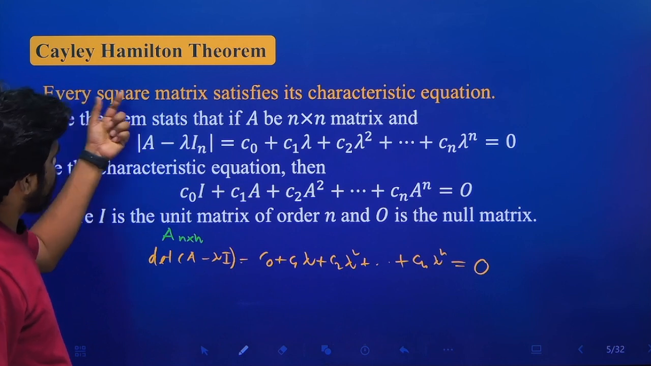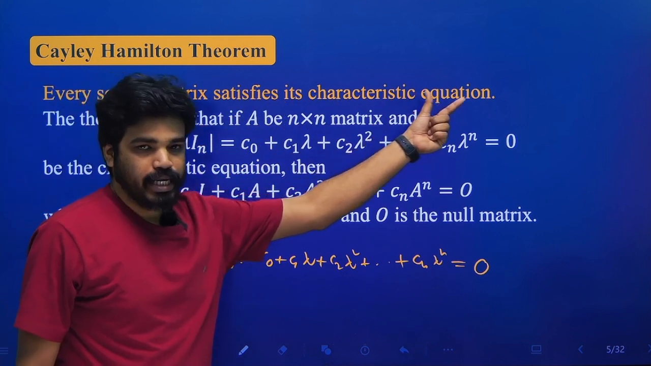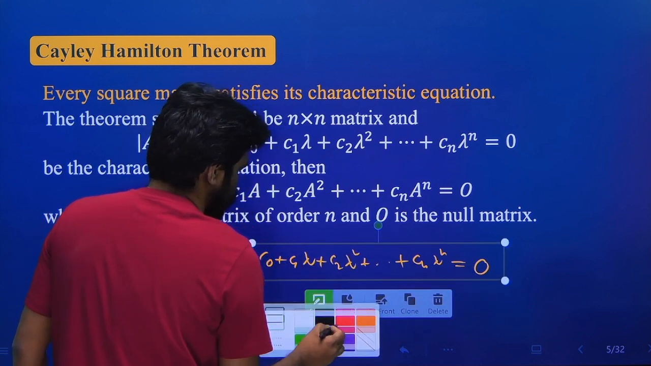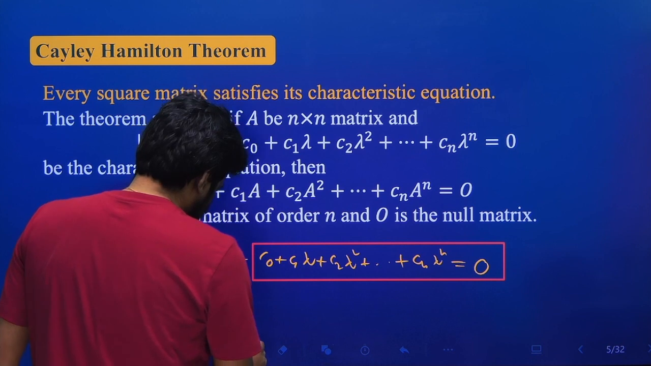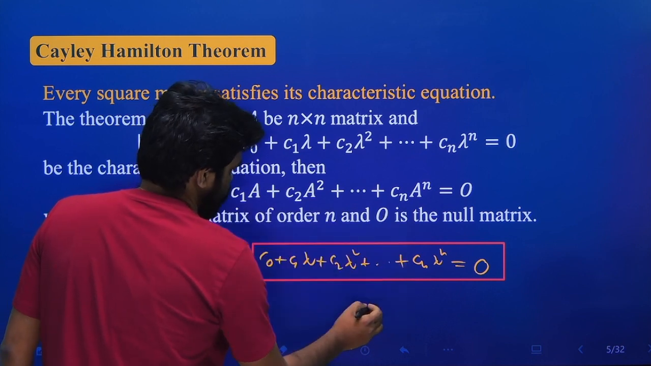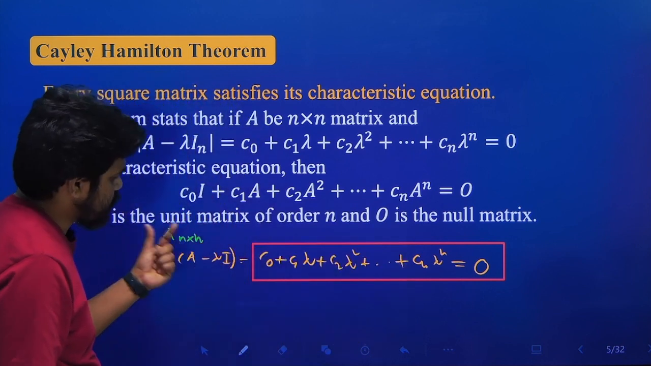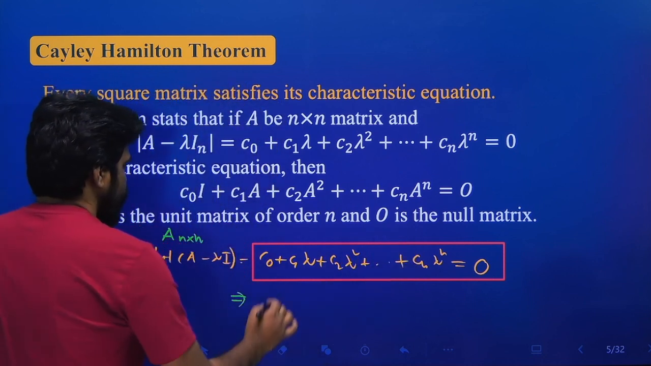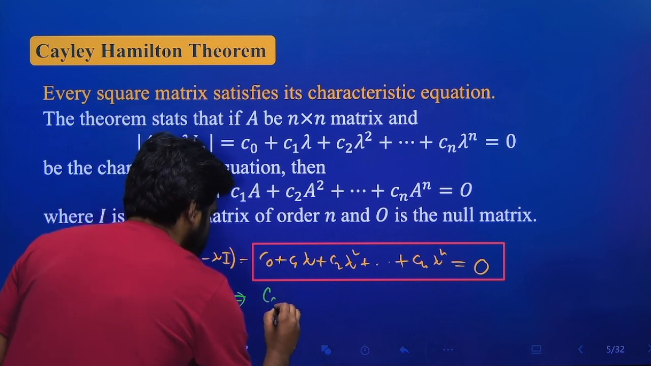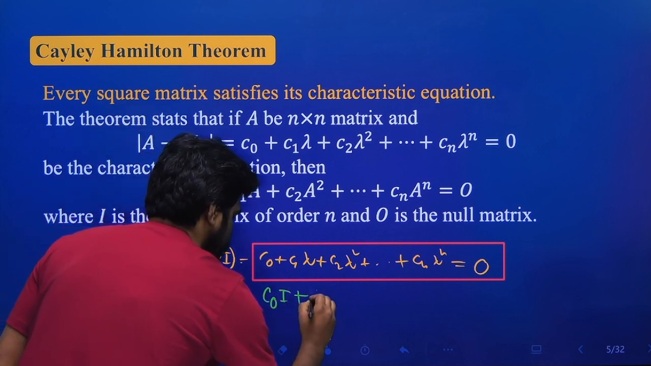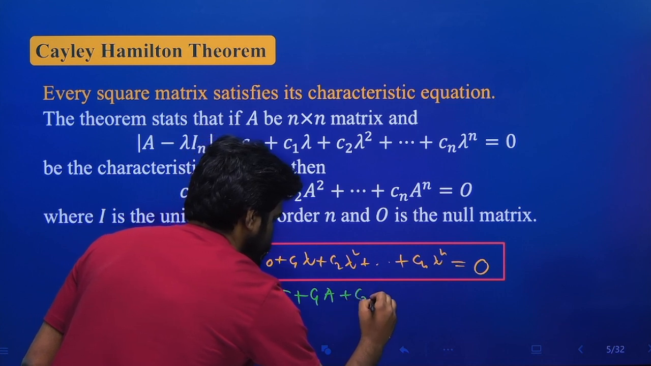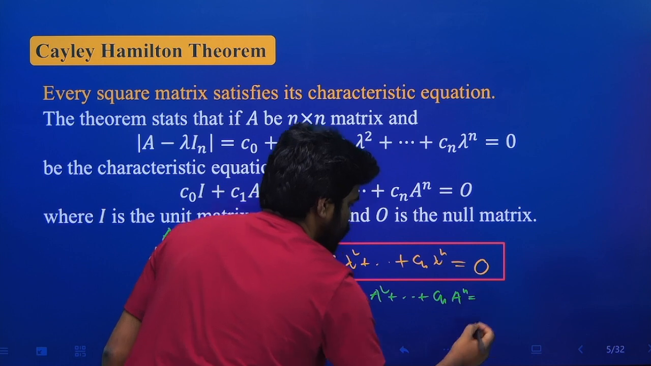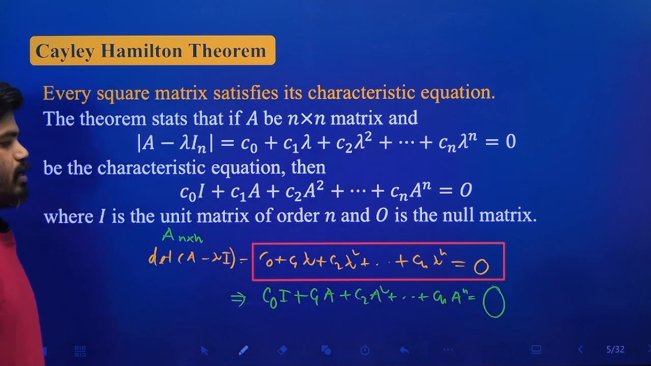Cayley-Hamilton theorem কি বলেছে? Every square matrix satisfies its own characteristic equation. So this is the characteristic equation, right? So Cayley-Hamilton theorem states that every square matrix satisfies its own characteristic equation. That means A দিয়ে কি হবে? Satisfied করবে, right? That means C0 I plus C1 A plus C2 A square plus dot dot Cn A to the power n is equal to null matrix.